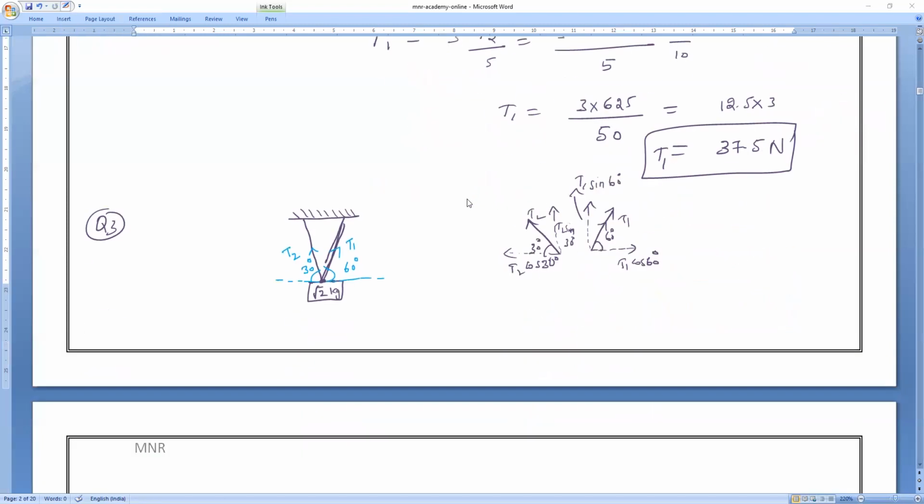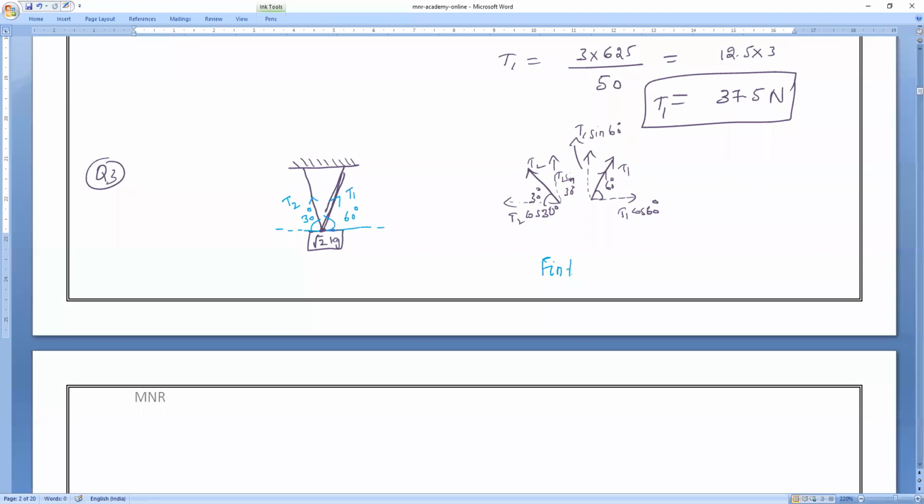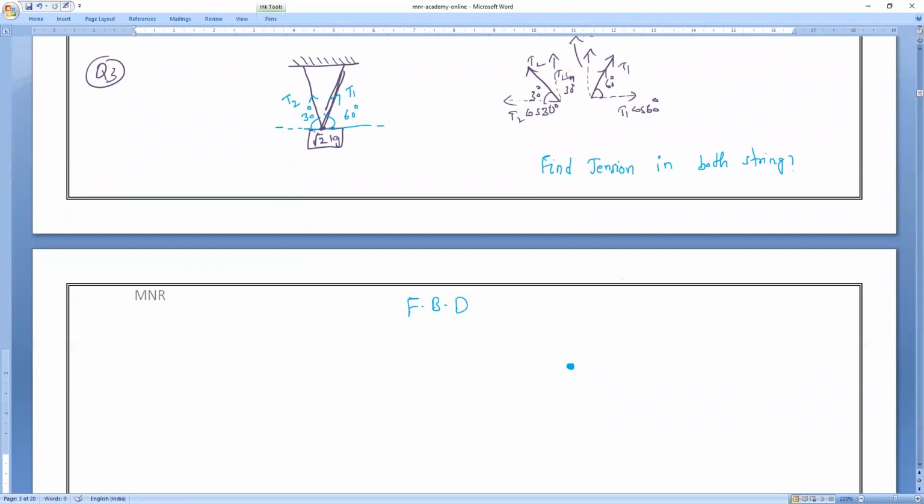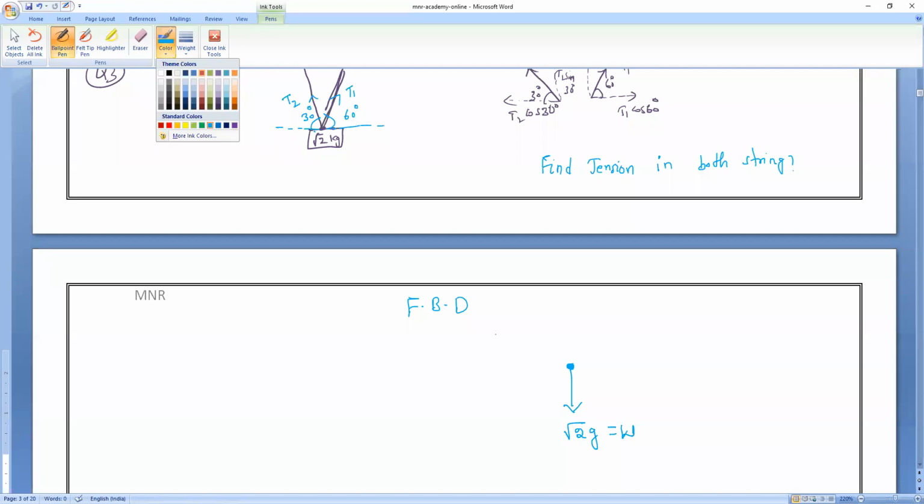Now imagine a free body diagram. They are asking to find the tension in both the strings. That's all. So we have to draw the FBD, free body diagram. Am I right, all of you? To draw the FBD, we all know that we consider the entire mass as a point. One force is acting in the downward direction. That is equal to what? It is the weight. Am I right or wrong?